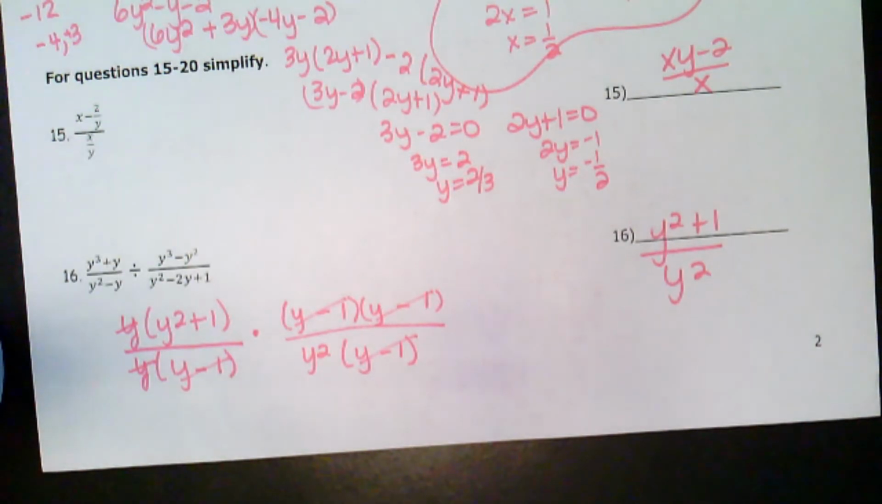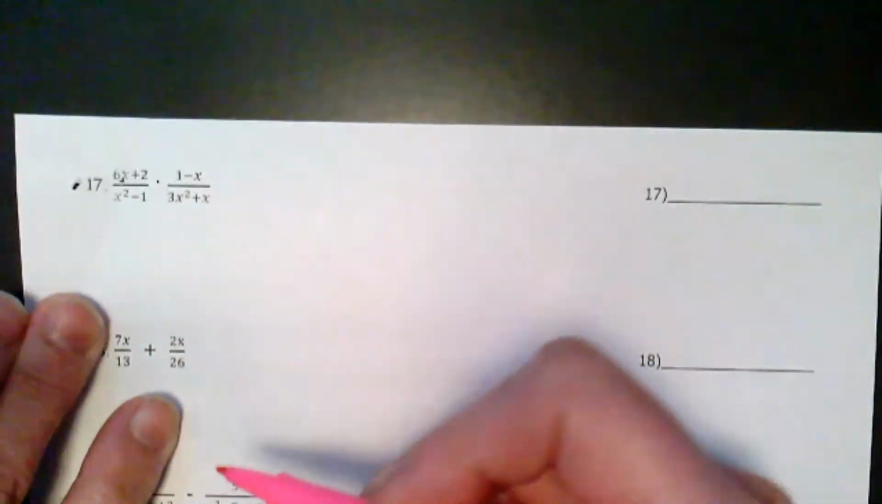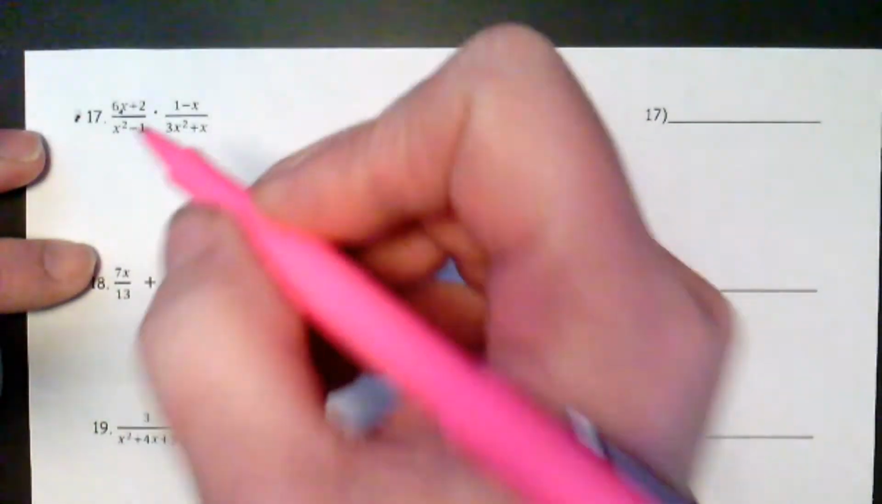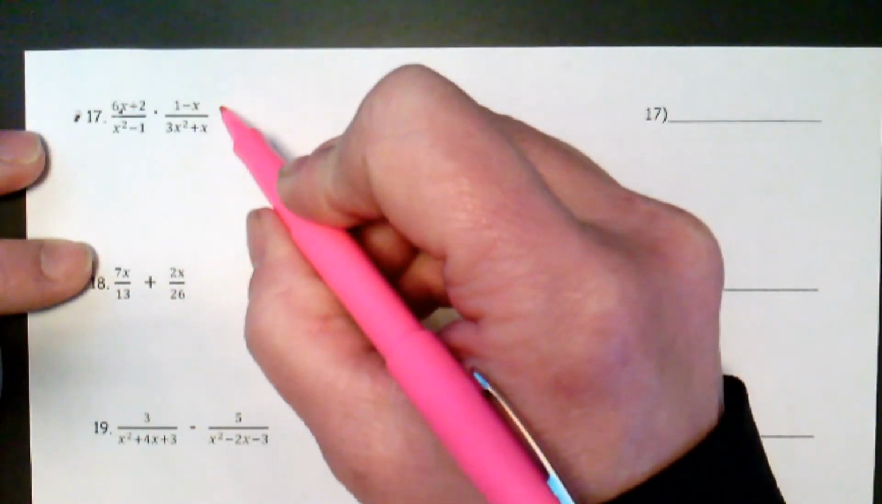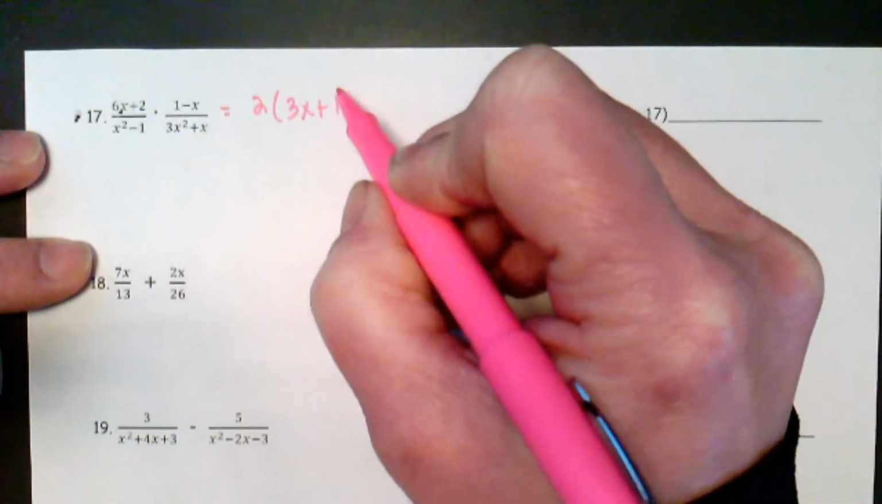Alright, number 17. Number 17 is a multiplication problem, so it's very similar to what you just finished. On the previous question, we're just going to factor everything as much as we can. So my first one I'm going to take a 2 out of, and I'm left with 3x plus 1.